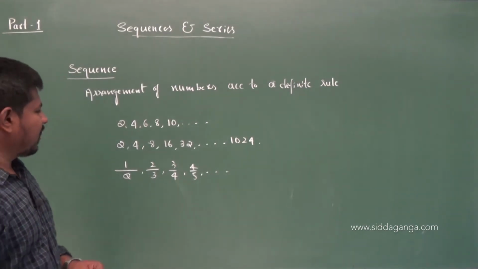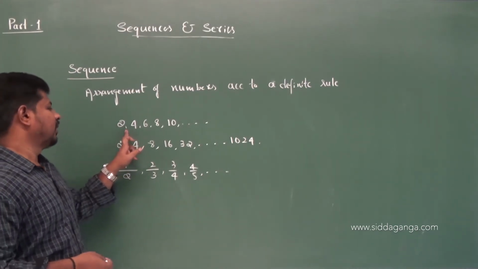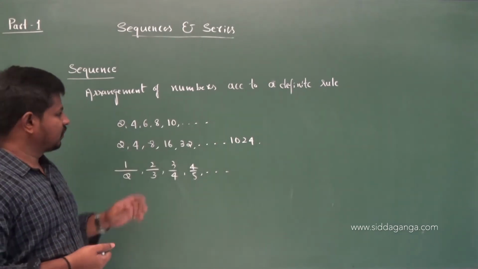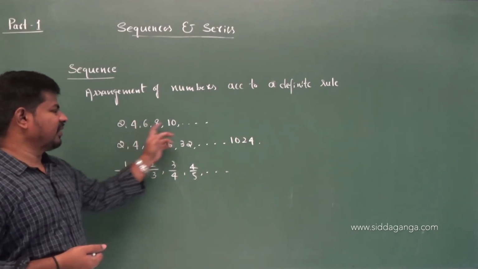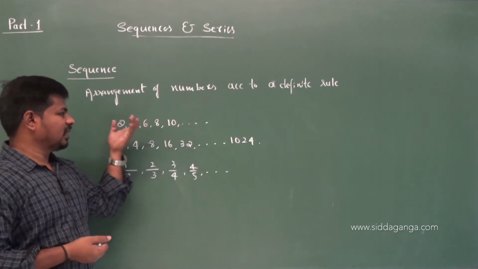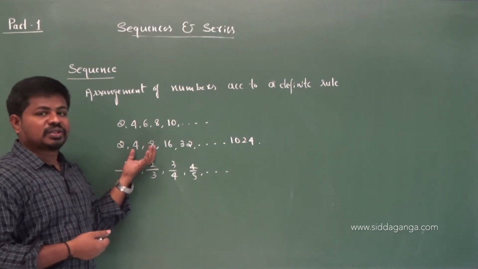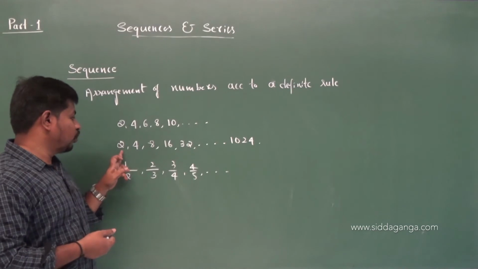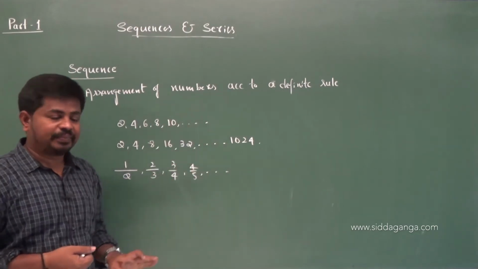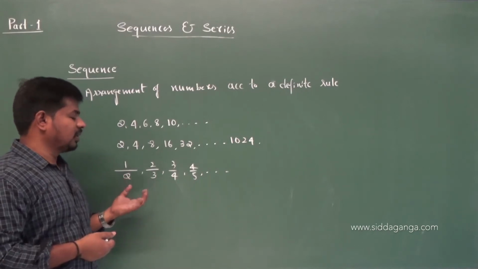So observe, students, the pattern of these sequences, I mean these arrangements. First, look at the first arrangement. Here the difference between the consecutive terms is the same, that is 2, right. So I can call this a sequence of even numbers. Here the numbers are arranged in some definite order. In the second one also the numbers are arranged according to some definite rule. The rule is: this is 2 power of 1, this is 2 power of 2, 2 power of 3, 2 power of 4, 2 power of 5 and so on. And here also we have some order.